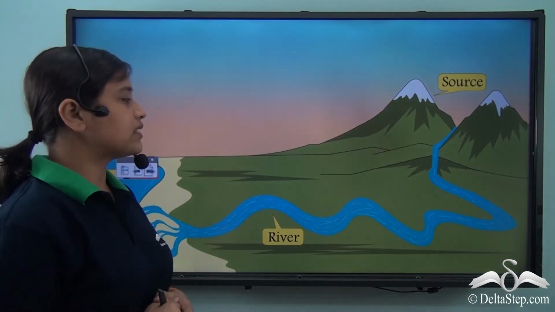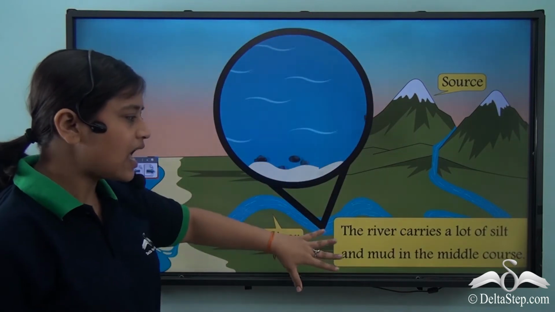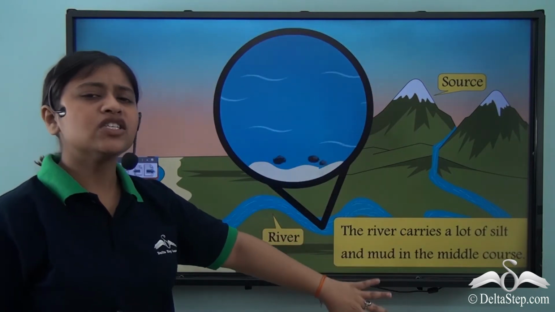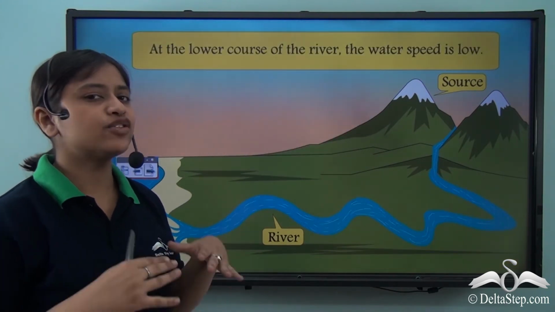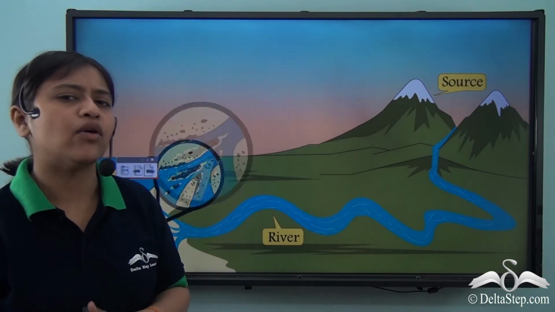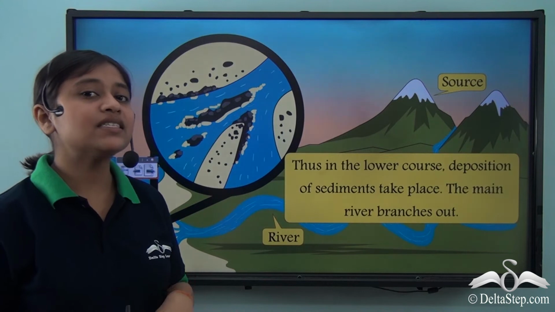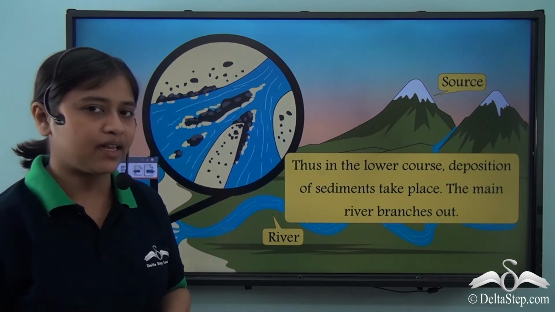Now that we know that in the middle course, the river is carrying a lot of silt and mud, right? So the energy of the river slows down. The pace slows down as it goes towards the lower course or the mouth of the river. Here the sedimentation or the deposition of sediments is happening.